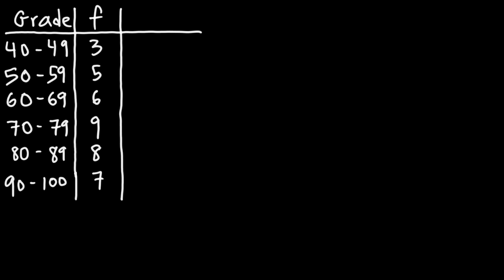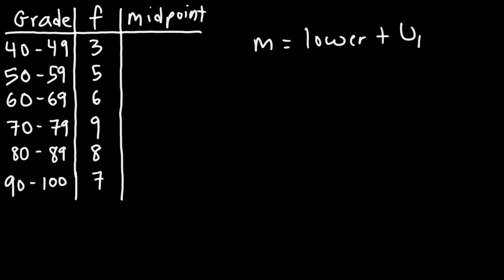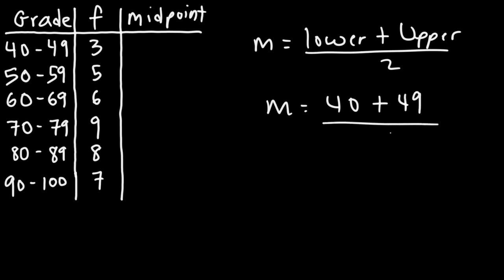So let's take this one step at a time. Let's calculate the midpoint values first. The midpoint is going to be the sum of the lower boundary of the interval plus the upper boundary of the interval divided by 2. So in the grade interval of 40 to 49, the lower boundary will be 40, the upper boundary is 49, divided by 2. So we get 89 divided by 2, which is 44.5. So that's the midpoint for this interval.